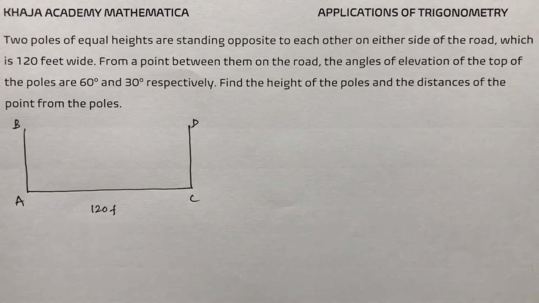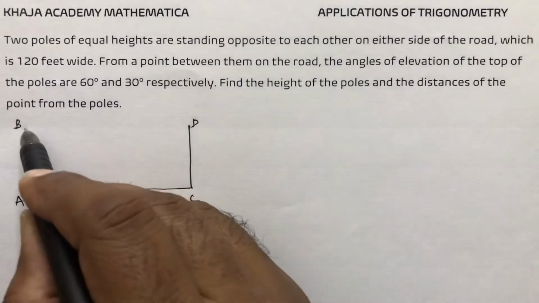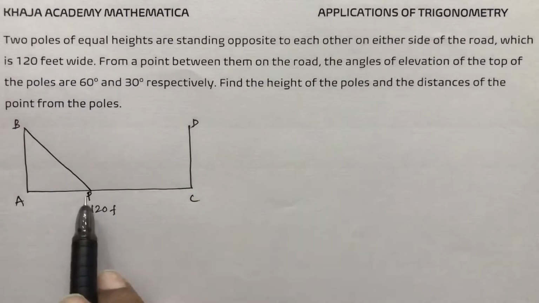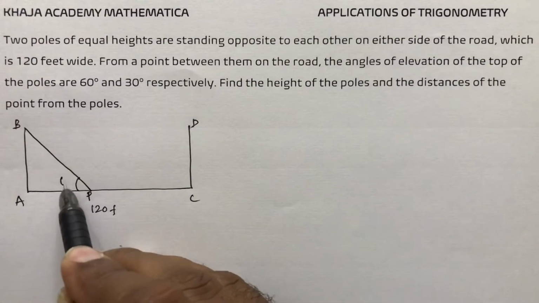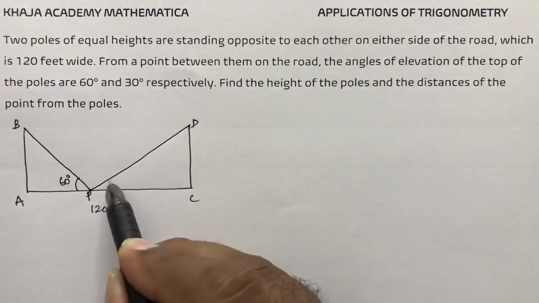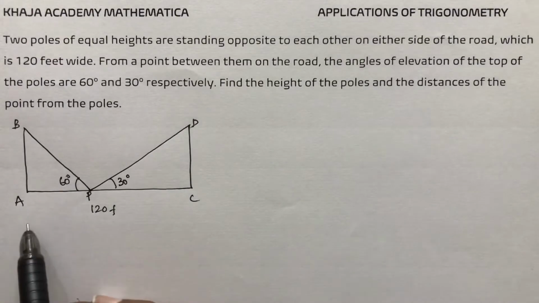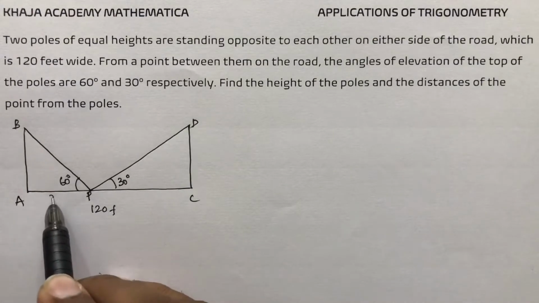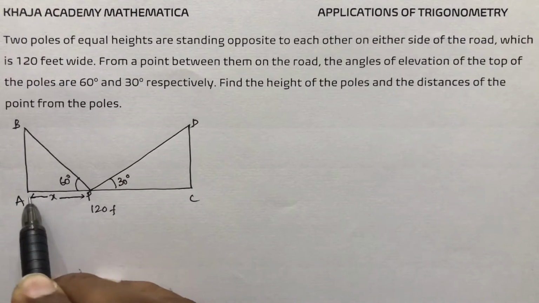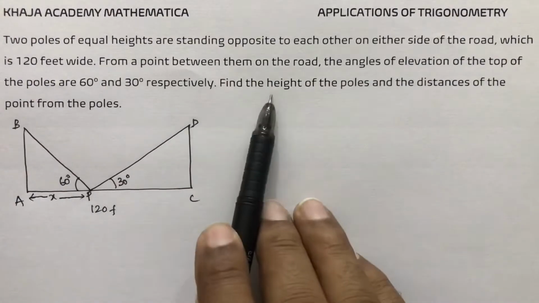From a point between them, the angle of elevation of the top of the poles are 60 and 30. So I'll take a point here where the angle of elevation of the top of the pole is 60 degrees, and from here another one is at 30 degrees. Okay, so total is 120. So this AP I'll consider as X. So angle of elevation of the top of the poles are 60 and 30 respectively. Find the height of the pole.